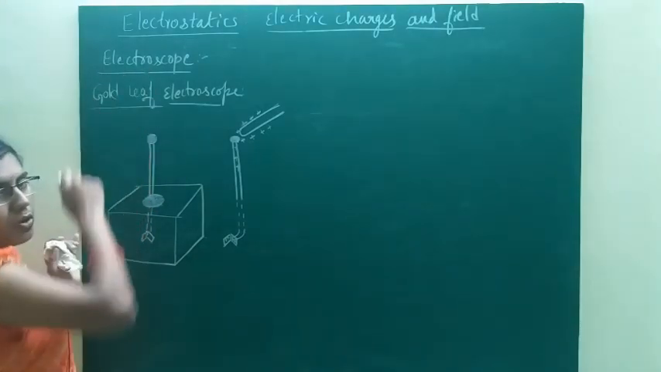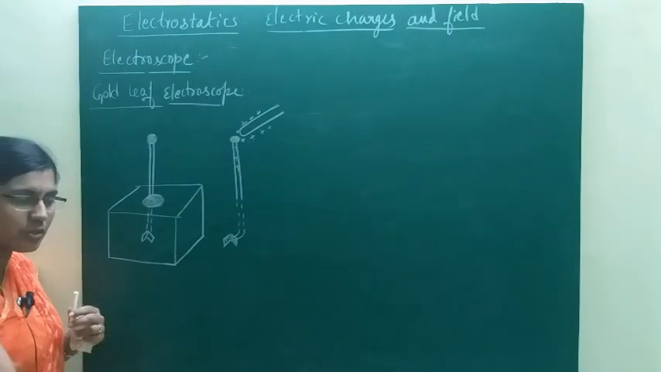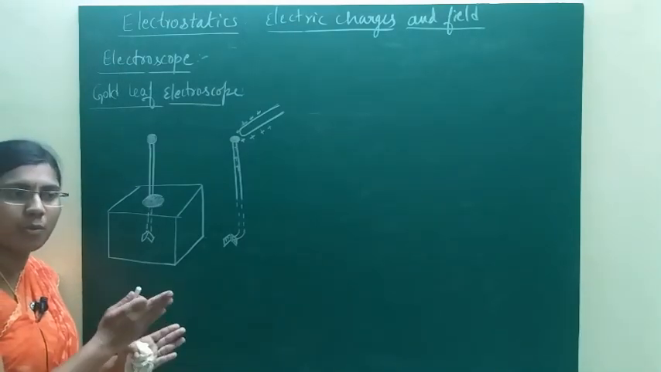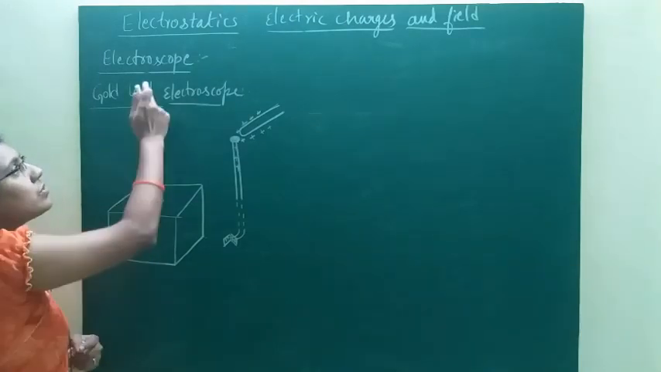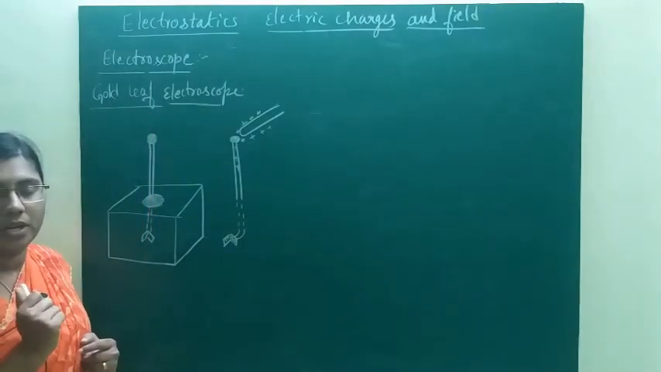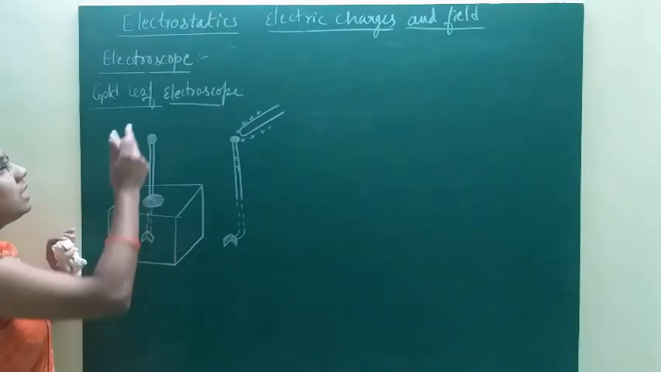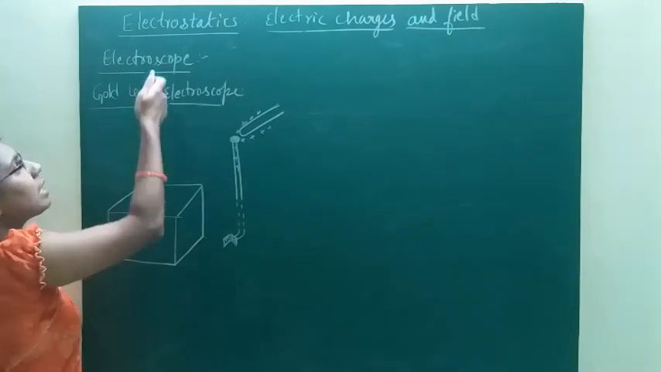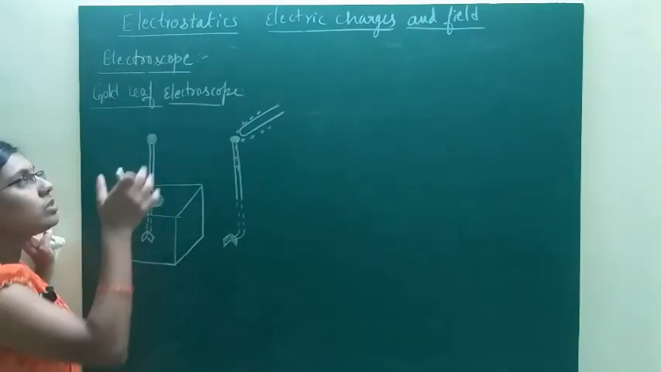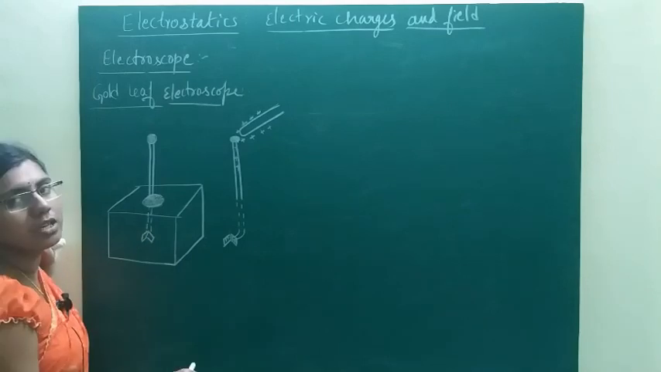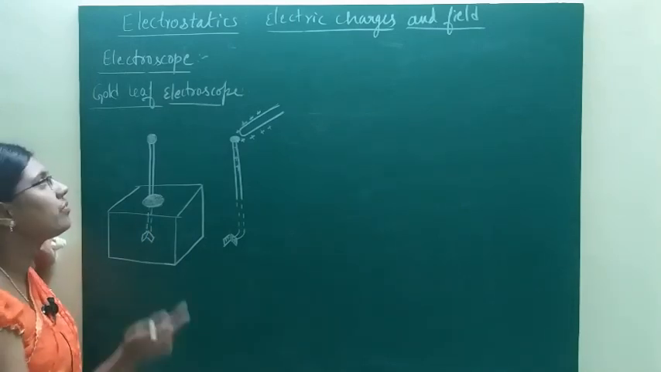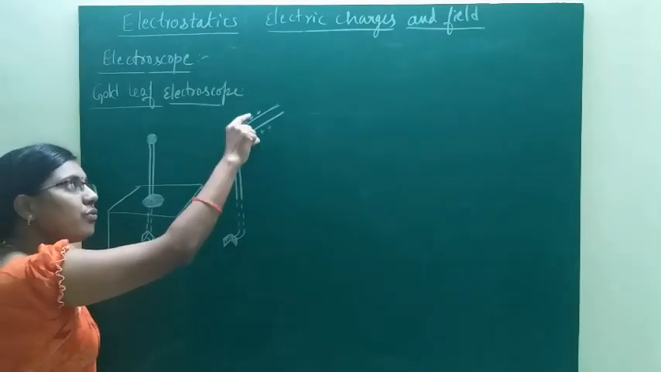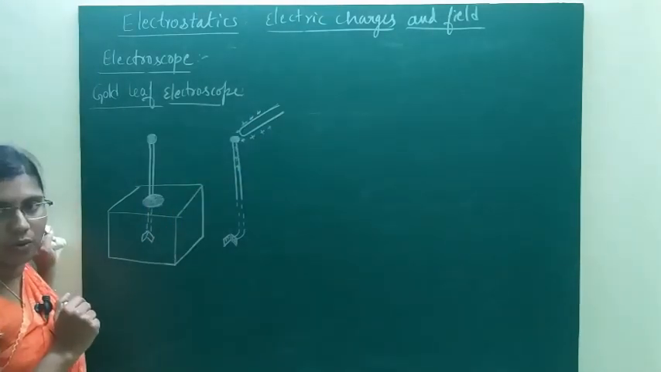Now let me move on to discuss the next topic, that is the electroscope. This electroscope is a device that is used to detect the charge in a body. Is there any charge in the body or not? To find this, we use an electroscope. The gold leaf electroscope is one of the common types of electroscope, used to detect the presence of charge in a body.